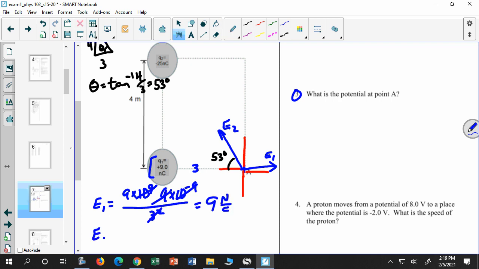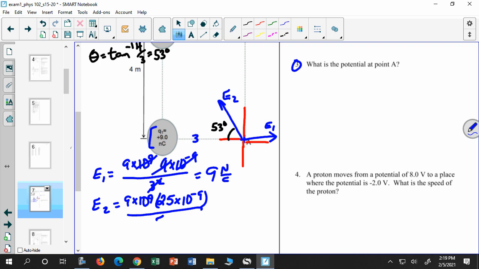And then E2 is very similar. 9 times 10 to the 9th times 25 times 10 to the minus 9. No negative sign there, it's a vector quantity. Divided by 5 squared. Cancels, cancels, cancels. That leaves me 9 newtons per coulomb. So now I have the vectors E1 and E2.